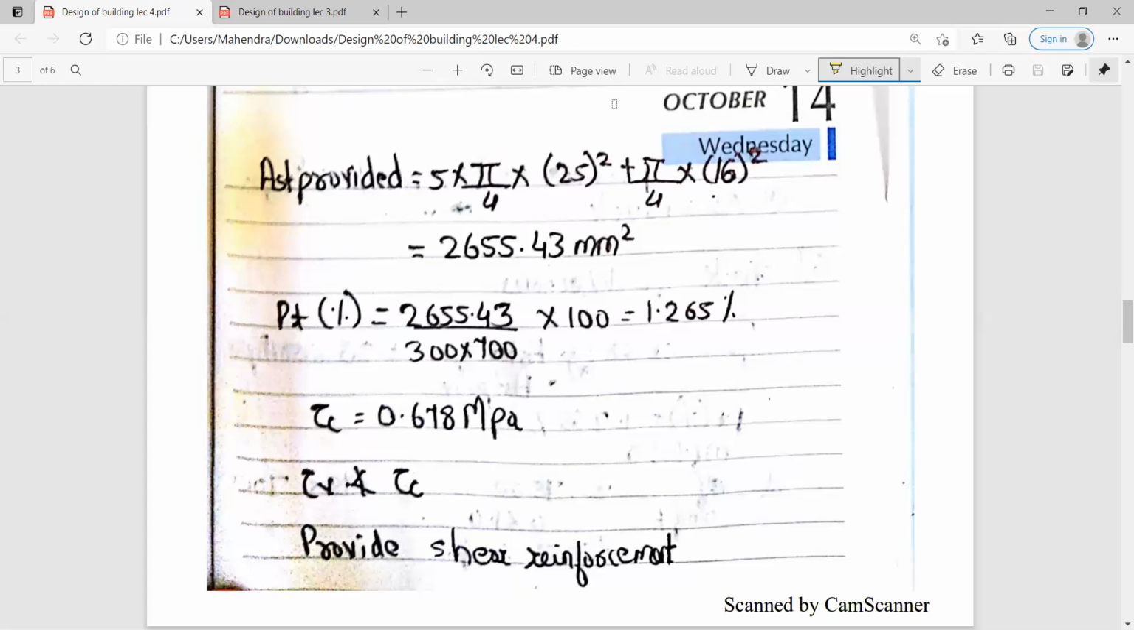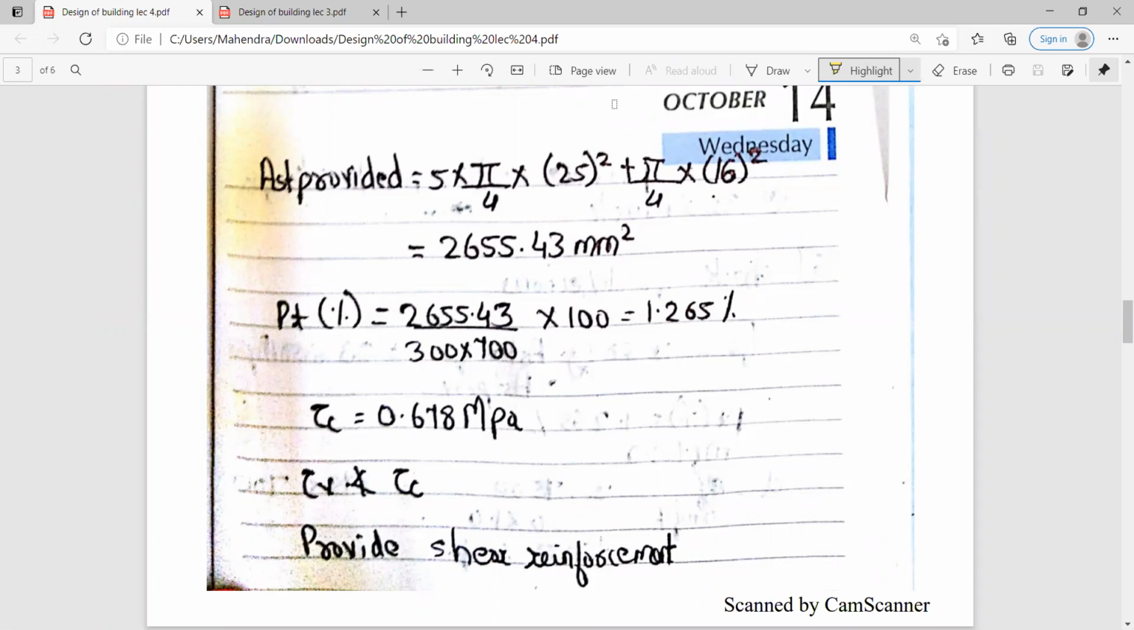After calculating AST provided, you need to calculate the percentage minimum. You will get the minimum percentage by using the formula AST provided upon B into D into 100. Again substitute the values of B and D, and you will get the minimum percentage as 1.265%. After that you need to calculate tau C.